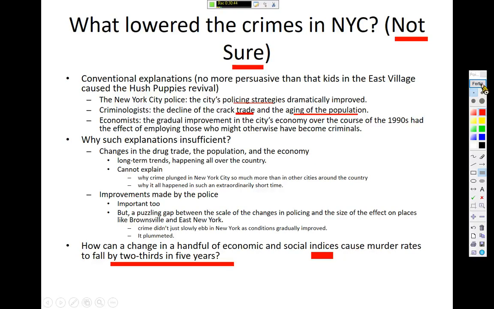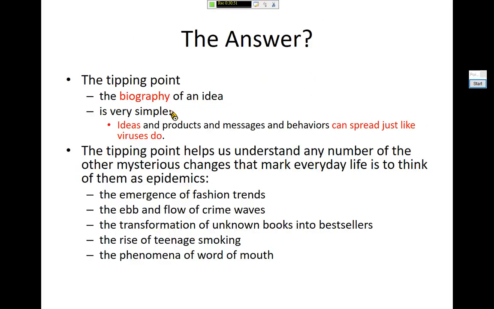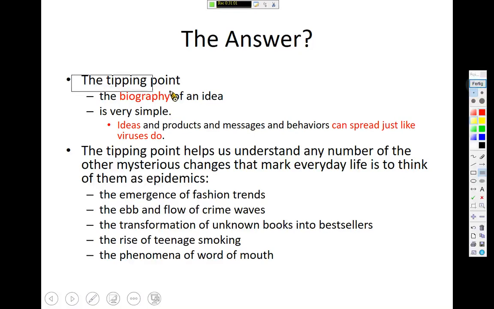Okay, so let's try to identify the very reasons for the happenings of these two issues. So what about the answer? Well, the answer lies in the magical word we call the tipping point. What is the tipping point? The tipping point is the biology of an idea. What is biology? The life story, right? So it is the life story of an idea. An idea, when it is very small, has a process to evolve. The process of evolution of this idea is the tipping point.